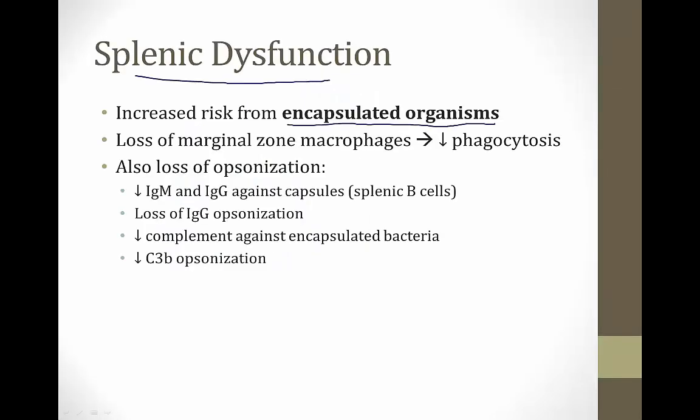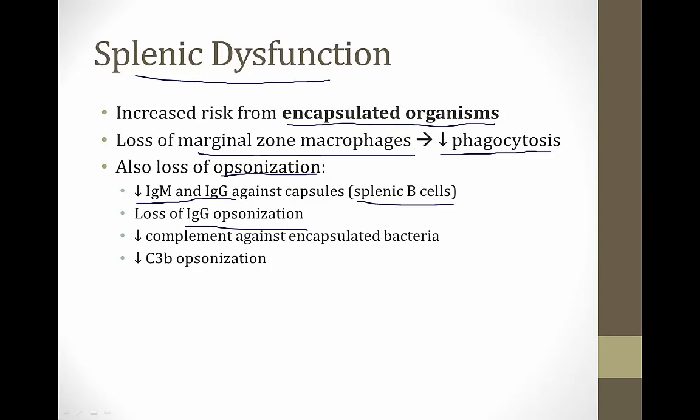When you have splenic dysfunction, you lose those marginal zone macrophages. This means you're going to lose phagocytosis. In addition, you lose the opsonization functions of antibodies. First of all, there will be less IgM and IgG antibodies against the capsules because you'll lose splenic B cells. There will be a loss of IgG opsonization for those macrophages.